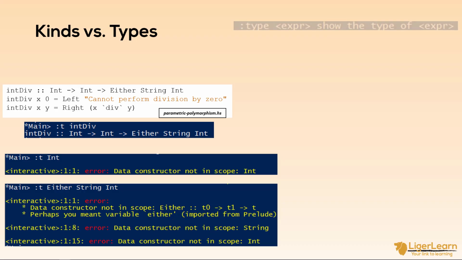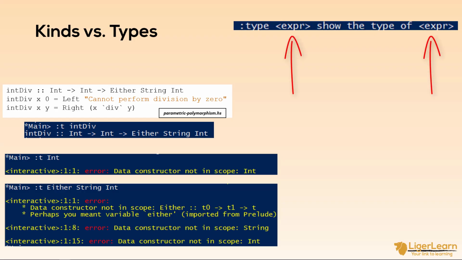If we look at what the GHCi help docs say, we can see that :t, which is actually just short for :type, takes an expression and shows the type of that expression. Remember, expressions are formed by using the data constructors, and that is why we get these data constructors not in scope errors, because Haskell cannot find a data constructor by the name of Int or Either or String. That is because those are not data constructors, but type constructors.